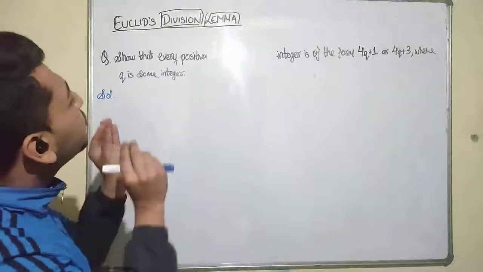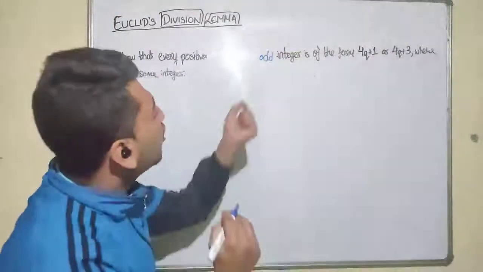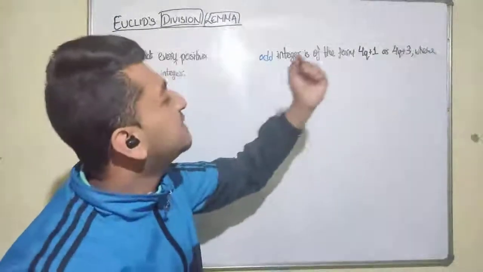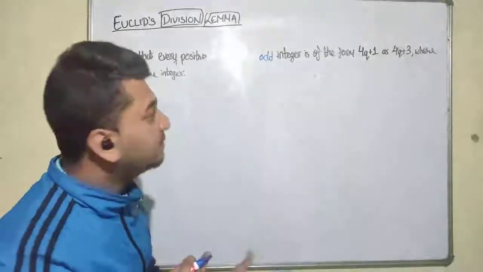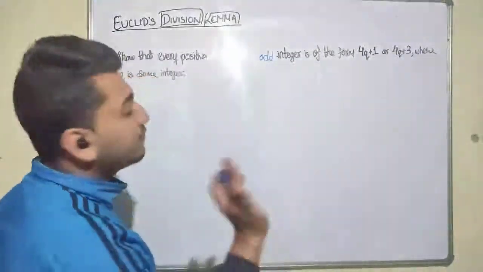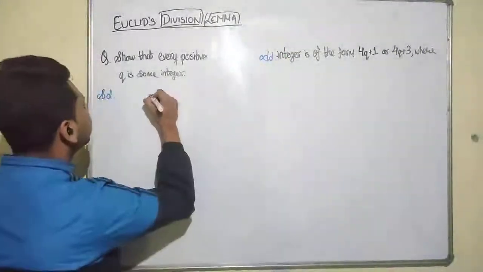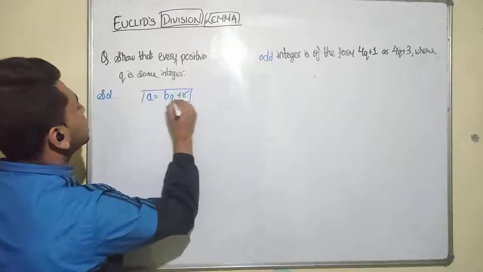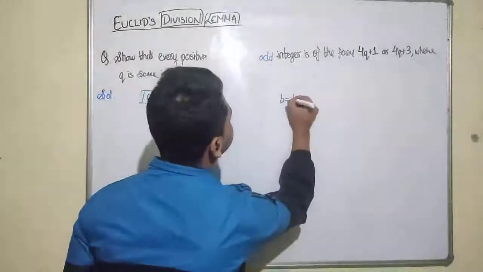So that every positive odd integer is of the form 4q plus 1 or 4q plus 3, where q is some integer. Same question as last time, but we have 4 in place of 2, right? And we only have to find odd integers, not even, in this question. Now we know a equals bq plus r. We know that this is Euclid's division lemma equation, right? So we have b is equals to 4 in this question.